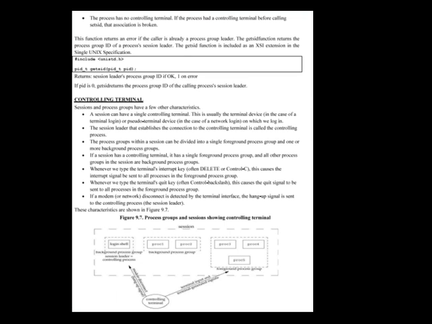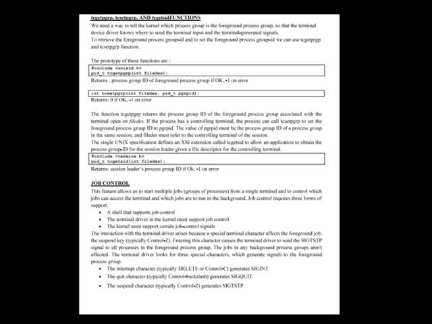See the figure here. Now let us see tcgetpgrp, tcsetpgrp and tcgetsid functions. We need a way to tell the kernel which process group is the foreground process group so that the terminal device driver knows where to send the terminal input and the terminal generated signals.